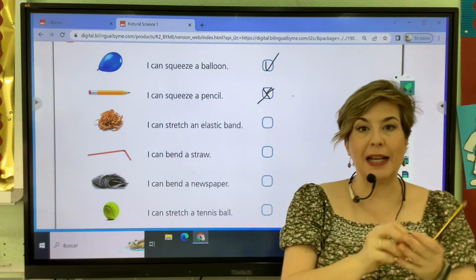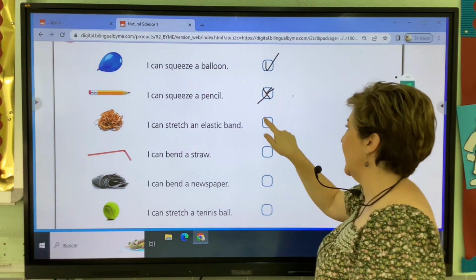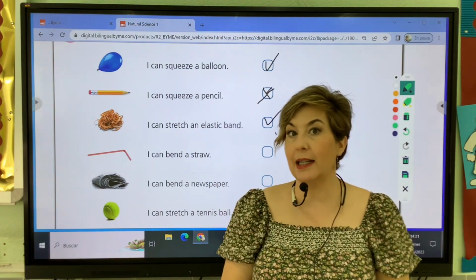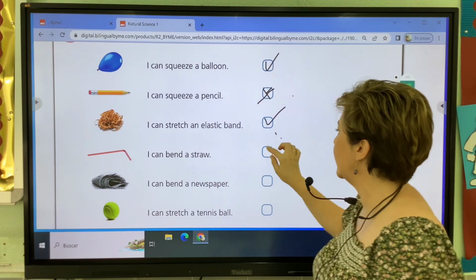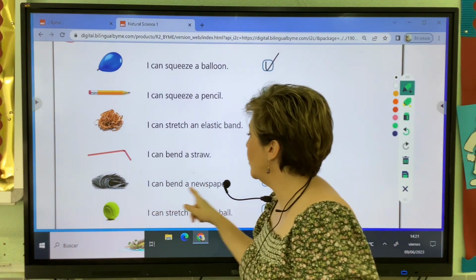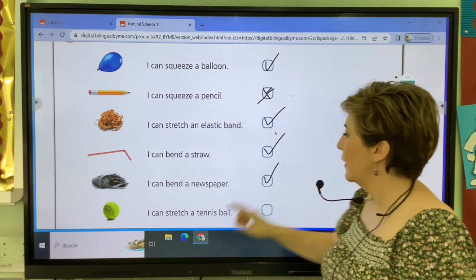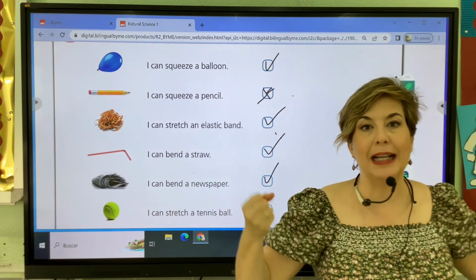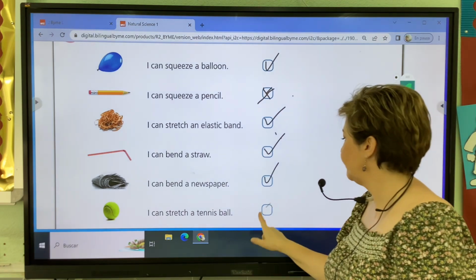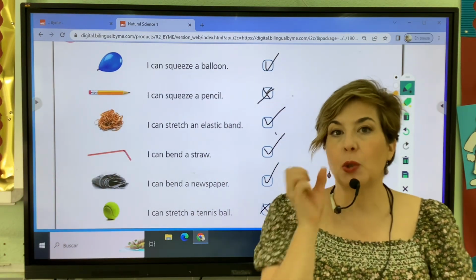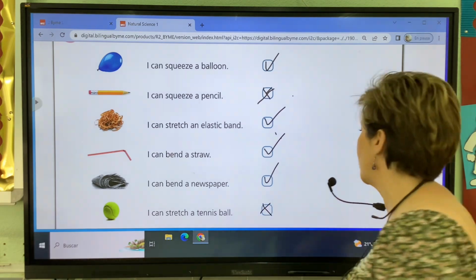Can I stretch an elastic band? Yes. Can I bend a straw? We did it in the classroom. Yes, we can bend a straw. Can you bend a newspaper? Yes, because we can bend paper. Can I stretch a tennis ball? No. I could probably squeeze it, but not stretch.